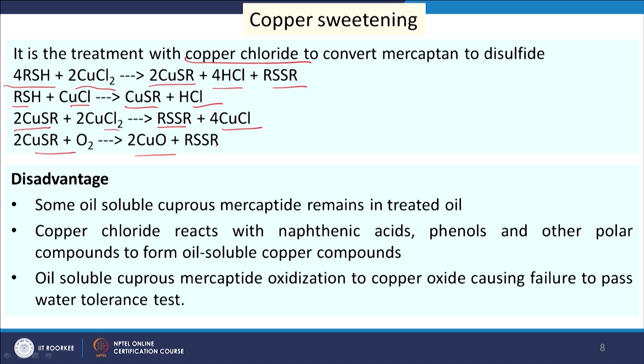This process also has some drawbacks. So, what will happen in this case? This Cu+ mercaptide, that is oil soluble Cu+ mercaptide, remains in the treated oil, and then copper chloride reacts with naphthenic acid, phenols and other polar compounds to form oil soluble copper compounds. The oil soluble Cu+ mercaptide oxidation to copper, this reaction will make this product fail the water tolerance test.